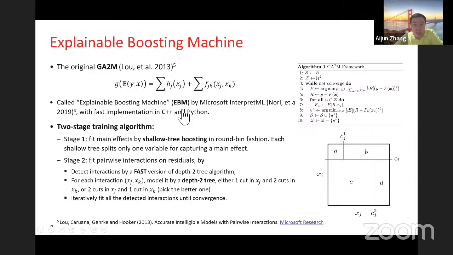It has a faster implementation based on C++ and Python. Basically it uses shallow trees, cutting the space with two cuts. One cut is main effects and shallow, right? One variable at a time captures main effects. If two variables cut, it will give you interactions.